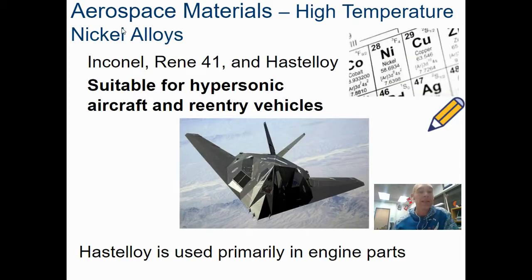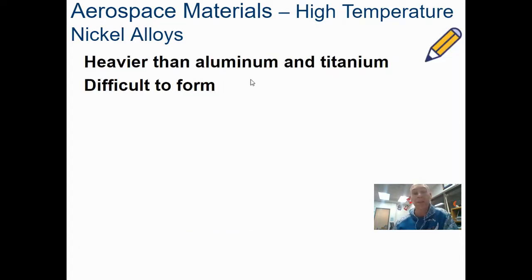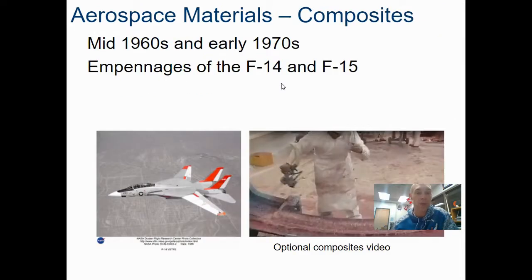Other materials now, nickel alloys. Nickel alloys are really, really good for high temperature. So that's a benefit, is a high temperature. So they can be used for hypersonic aircraft reentry because you have this really, really hot atmospheric layer that it has to kind of fight through. It's heavier than aluminum and titanium, difficult to form. Those are some drawbacks. So now we have composites.